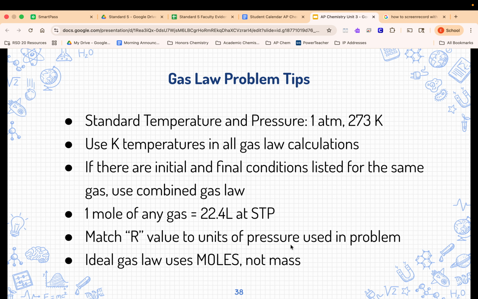You need to match your R value to the units of pressure used in your problem. And the ideal gas law uses moles, not mass. So we want to be very careful when we're looking at mass versus moles. Remember, if you have the mass of a gas in grams, you can use the molar mass to get to moles, and that's what goes into your ideal gas law.